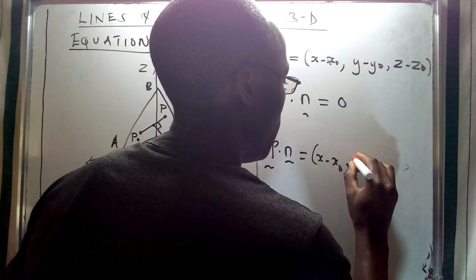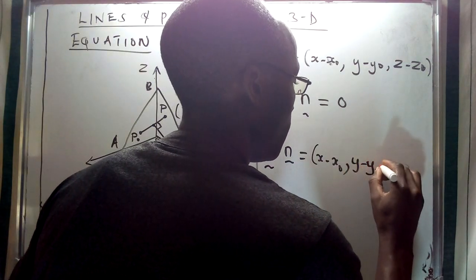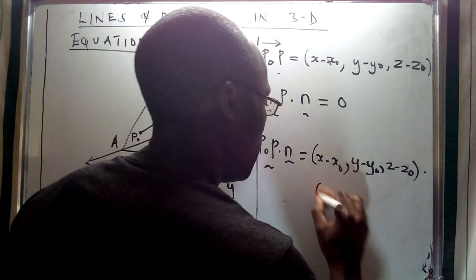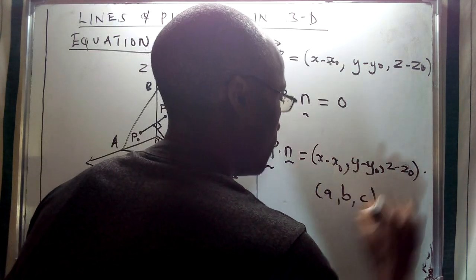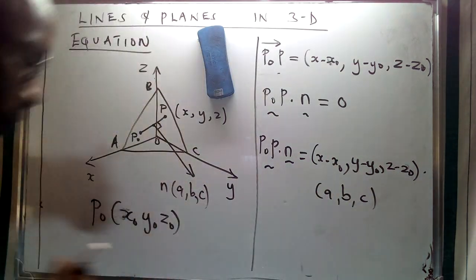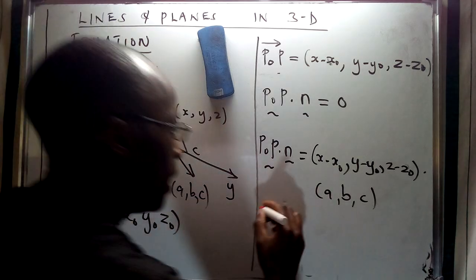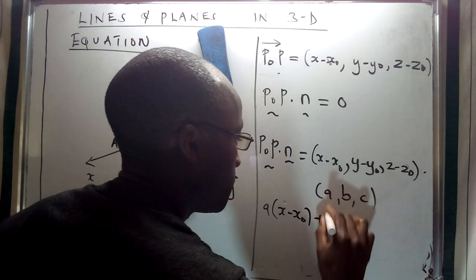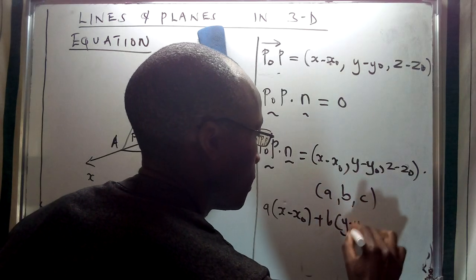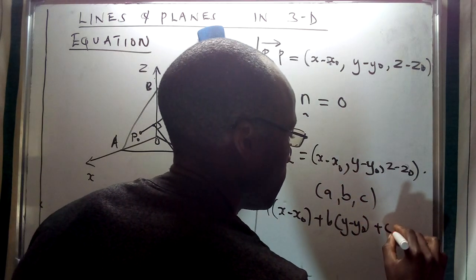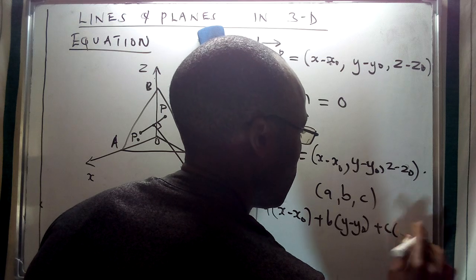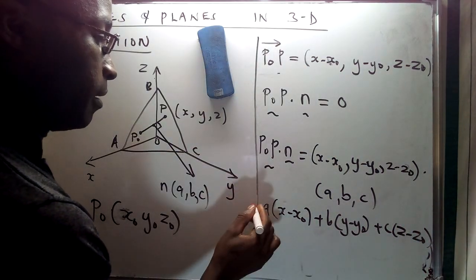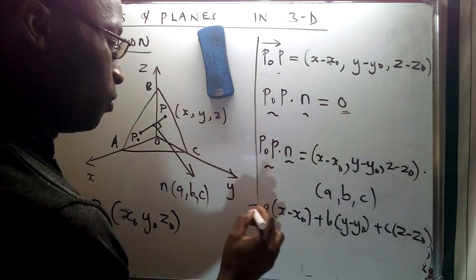So this is y minus y0, z minus z0, and this is going to be dot a, b, c given as such. So the dot product of those gives us a into x minus x0 plus b into y minus y0 plus c into z minus z0, and this is equivalent to 0.